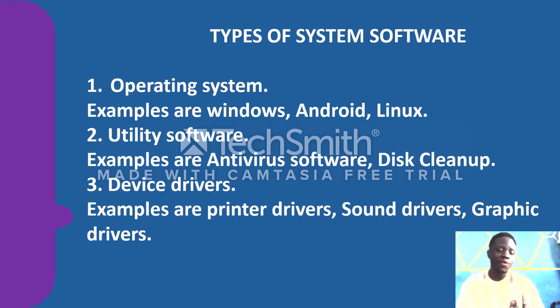the system software. Before we come to operating systems, examples of system software are Windows, Android, and Linux. We all know Windows. We know Android, that's an OS. We have Linux. We have Mac OS. But we will look at this for a while.